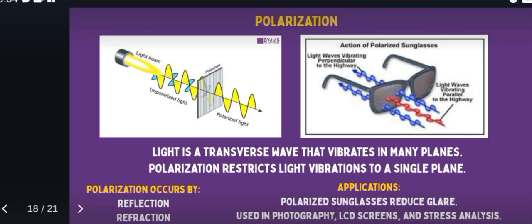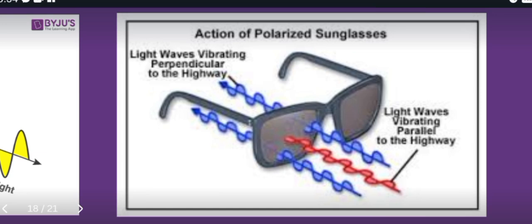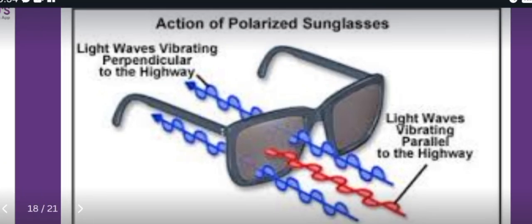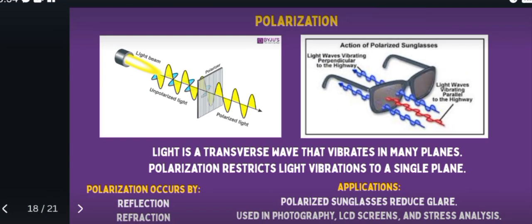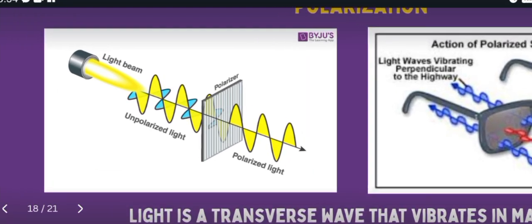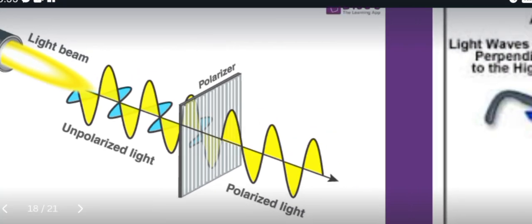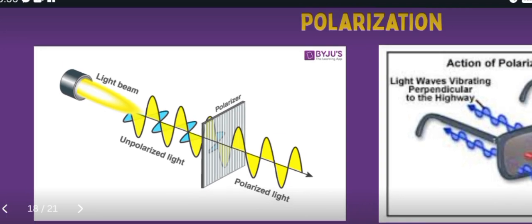So for example, like this. Action of polarization of sunglasses: light waves vibrating perpendicular to the highway, and light waves parallel to the highway. So here, you can see like that. And then the light beam, unpolarized light here on the left side. And then using the lens or polarizer, the right side will be polarized light. So as you can see here, the blue light, the unpolarized light, becomes polarized light.